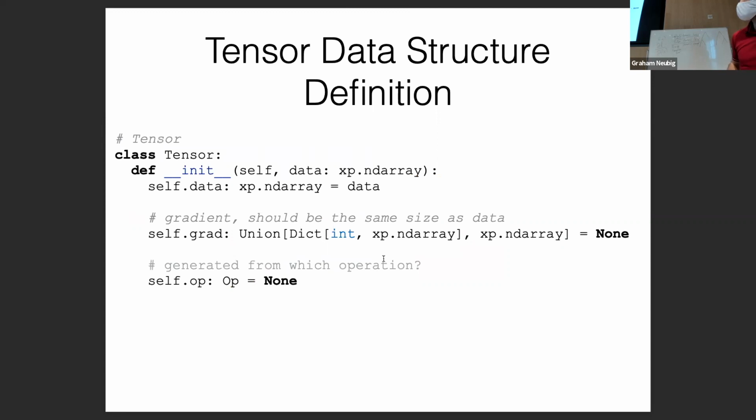So our tensor data structure looks a bit like this, and it consists of the data. So the data is the actual forward computed data. And a gradient, where the gradient should be the same size as the data.